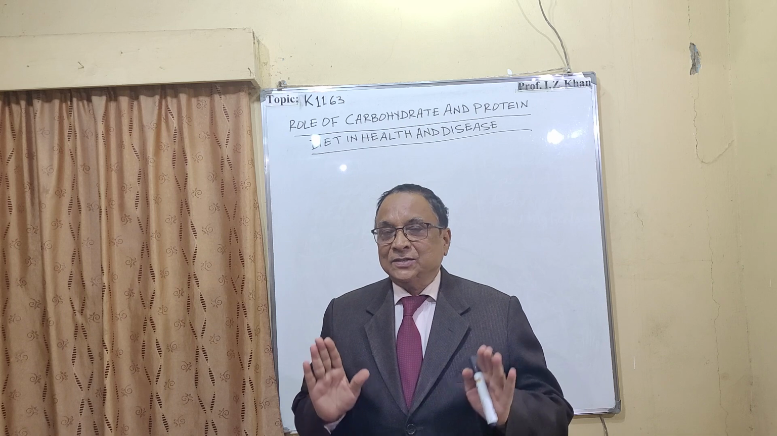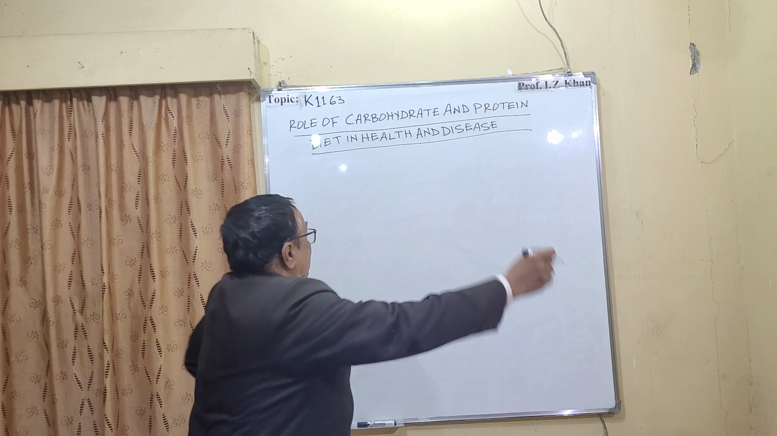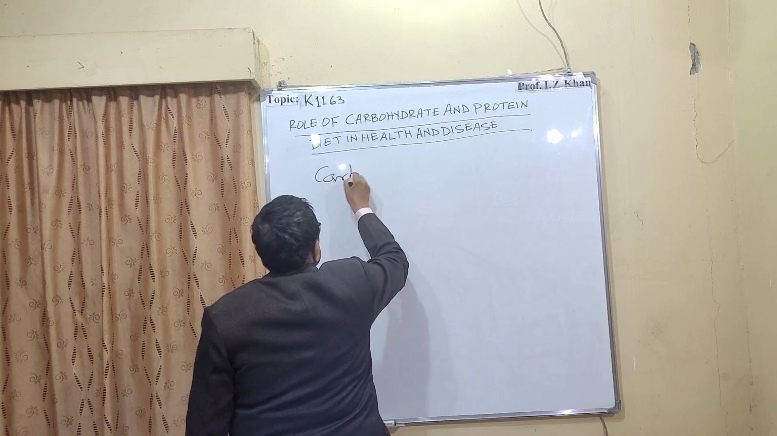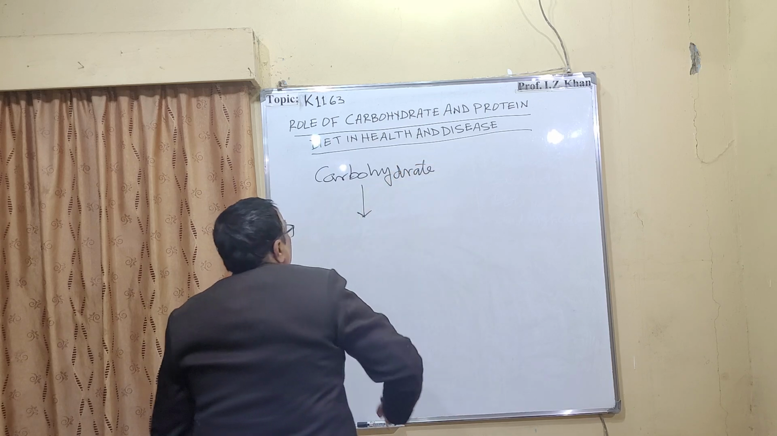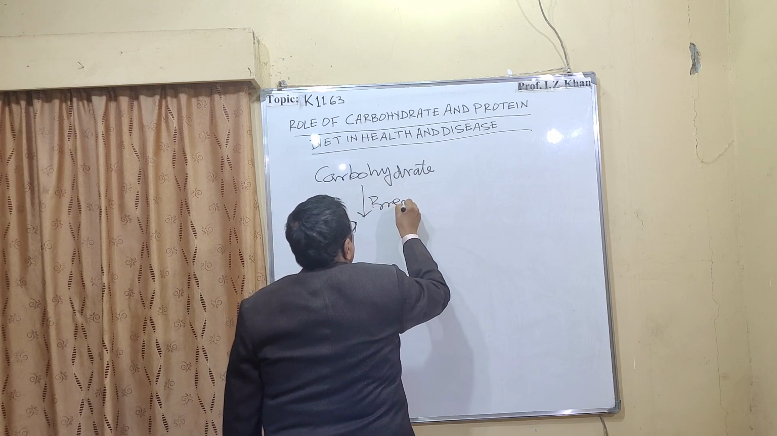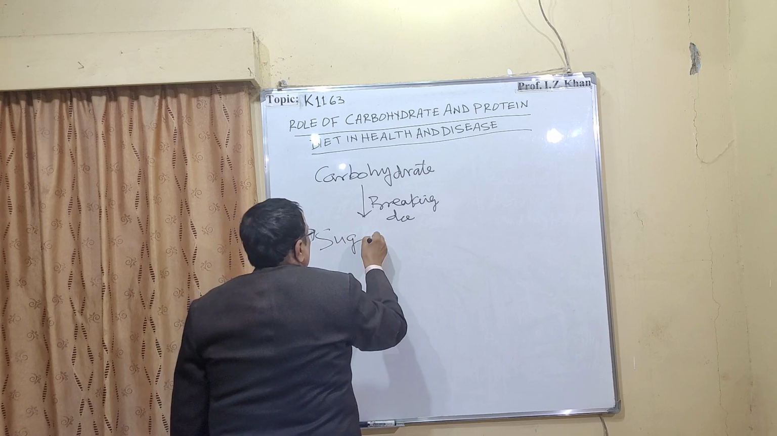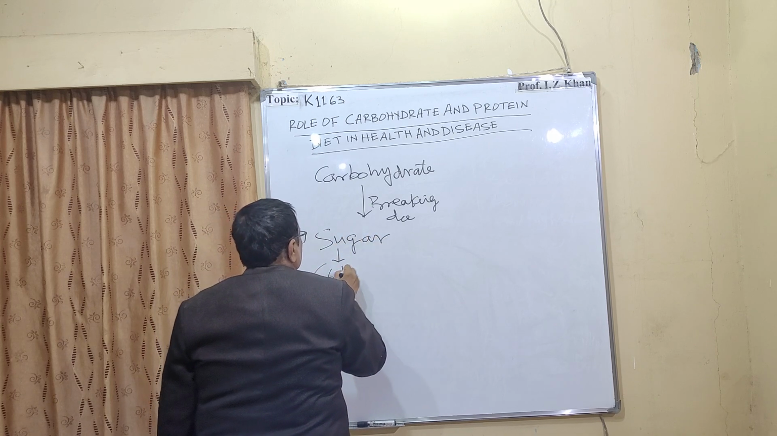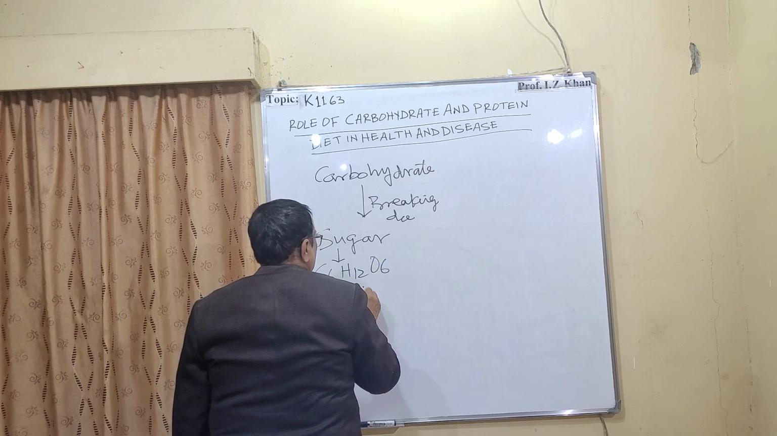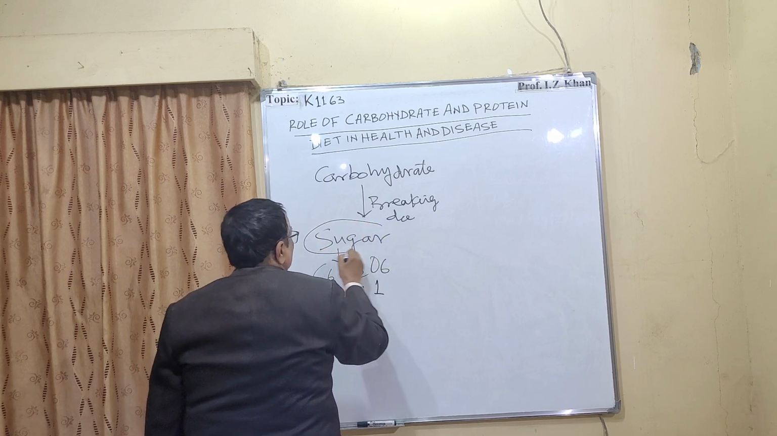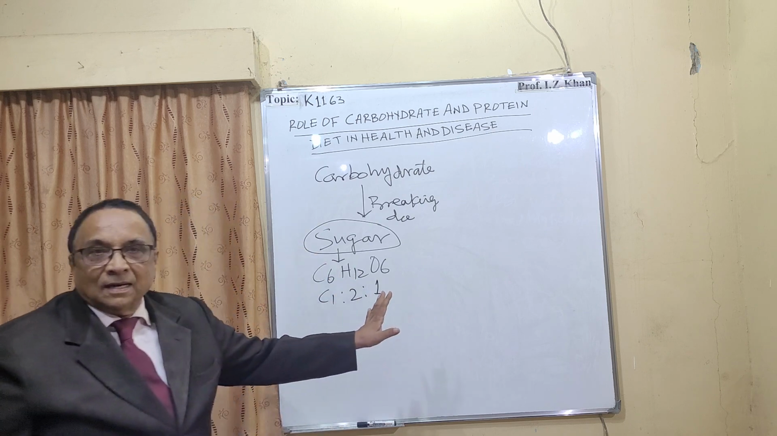And here, with these two diets, when we are taking carbohydrate, there will be breaking down into sugar. And this sugar is C6H12O6, carbon, hydrogen, oxygen in the ratio 1:2:1. This is the final end product after the complete hydrolysis of carbohydrate in our body.